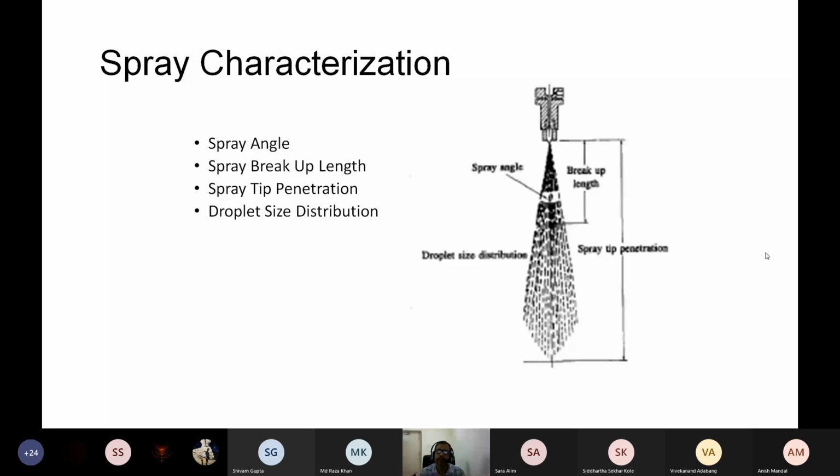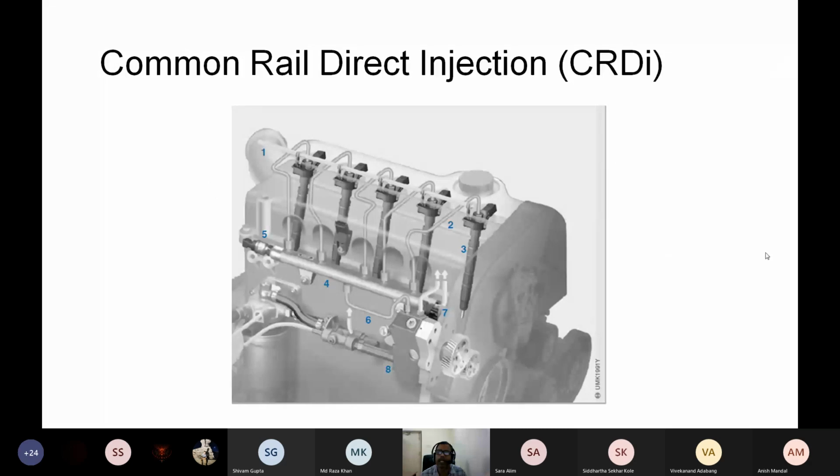So we discussed the spray angle, breakup length, droplet size distribution, and the spray tip penetration. We also discussed how experimentally we can measure all these parameters. Then we started with the common rail direct injection system.